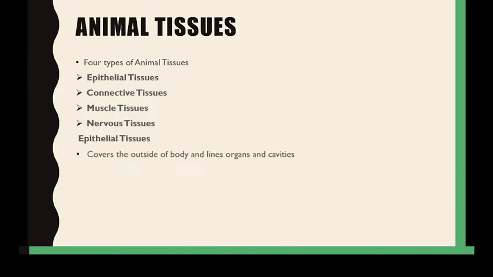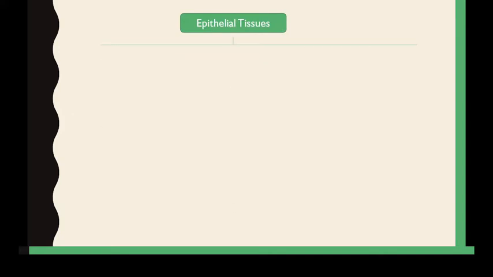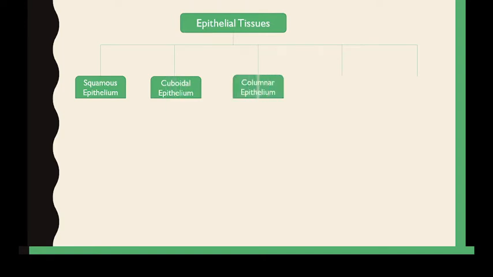What are epithelial tissues? Epithelium का मतलब होता है outer covering. These are the type of tissues that cover the outside of the body and line the organs and cavities. It also covers the organs and the cavities which are present in our body. These include closely packed cells. Based on number of cells and cell layer, they are further divided into five types, like squamous epithelium, cuboidal epithelium, columnar epithelium, ciliated epithelium, and stratified squamous epithelium.